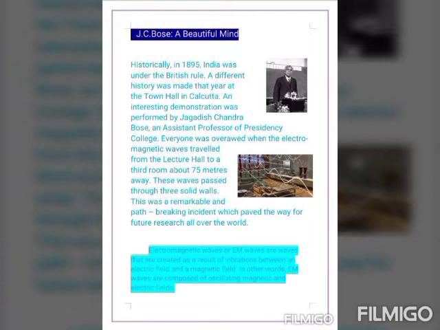So boys, here we get a new term, that is electromagnetic waves. And electromagnetic waves or EM waves are waves that are created as a result of vibration between an electric field and a magnetic field. In other words, EM waves are composed of oscillating magnetic and electric fields.